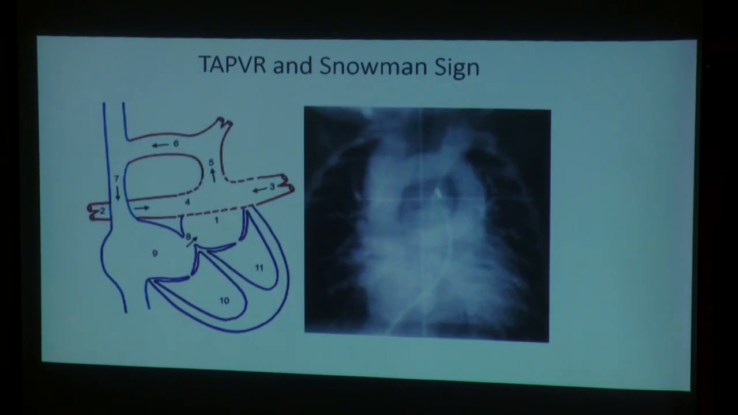What is causing the snowman? Okay, you have the right and left pulmonary veins. Normally, where do you expect them to join? Left atrium. Okay. So what has happened here?